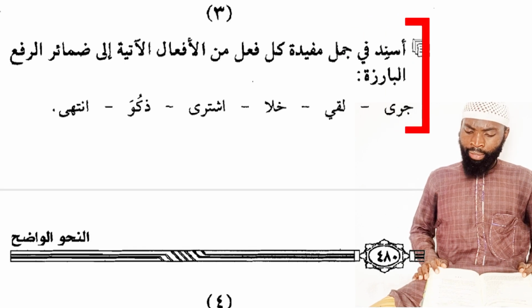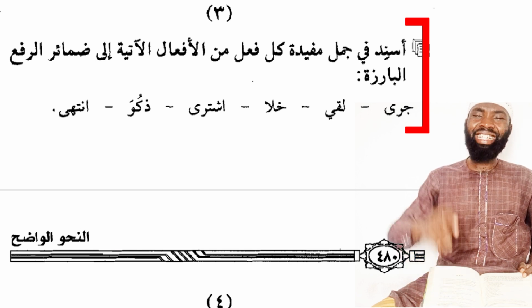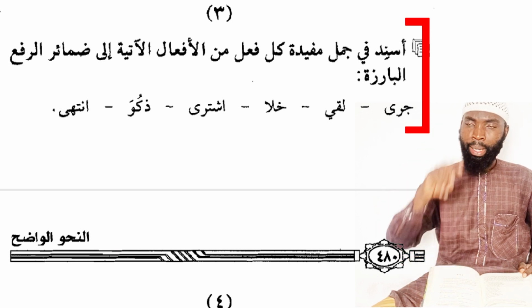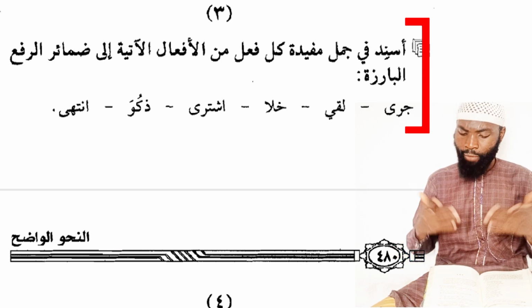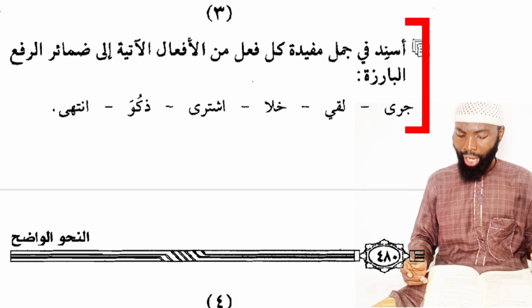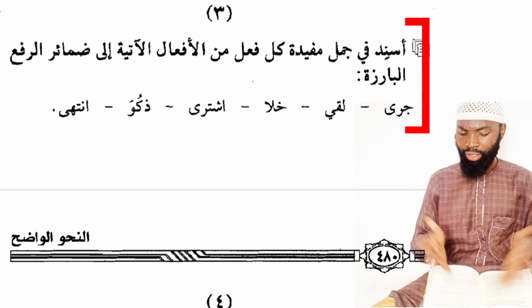Number 3, we have: use each of the present tense verbs in complete sentences, making each of them attributed to the pronouns we have learned. The first one is jara. The first, I can say jaraitu fil maidani. Jaraina fil maidani. You can do the remaining.